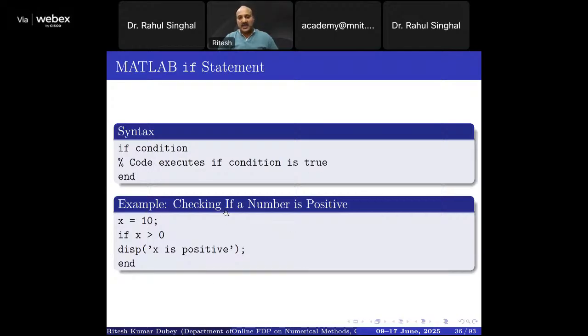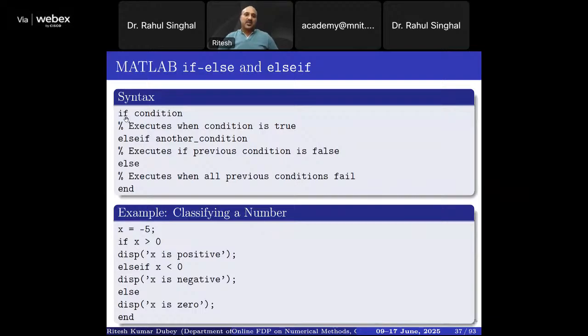So for example, checking if a number is positive. We have defined a variable x equal to 10, and then we are checking whether this number is positive or not. So we are putting if x is greater than 0, it will display x is positive, and end. So if will always be followed by end, or always followed by else, else if, and end. So those things are there. For example, this is another thing: if followed by else if, then end.